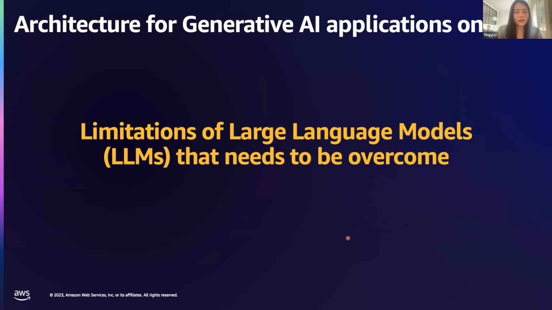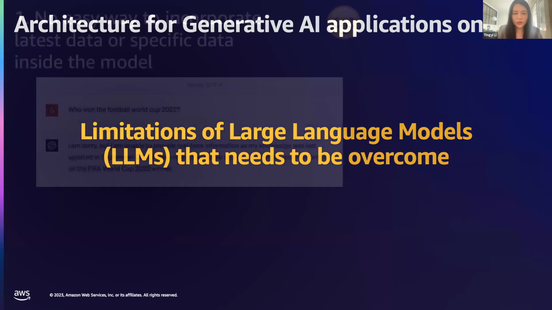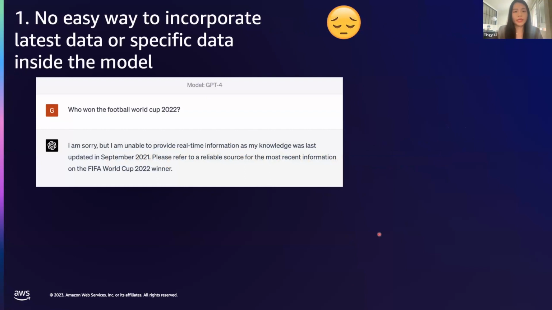So now, before we look at the architecture for the generative AI application, there are some limitations of large language models that we need to be aware of, and then we can address them when we build the generative AI application. Of course, all these limitations are not exhaustive. It's just a few examples. There can be a lot more.